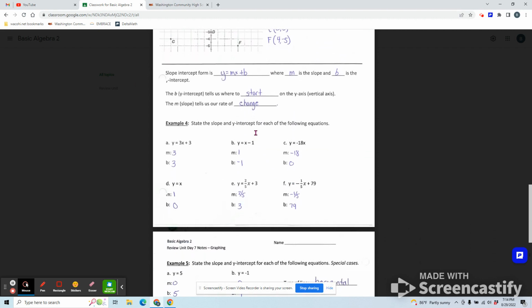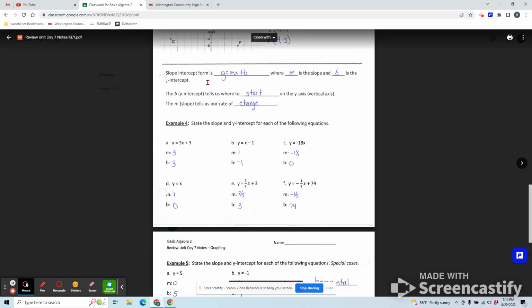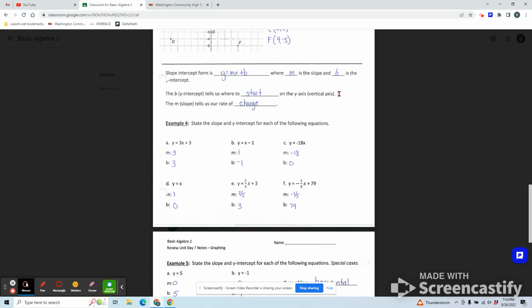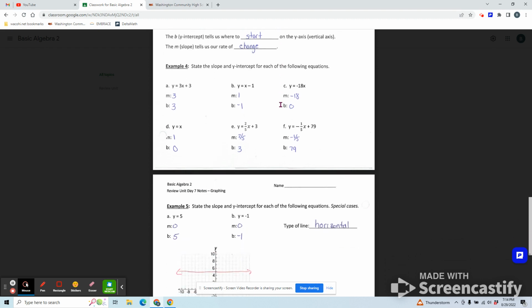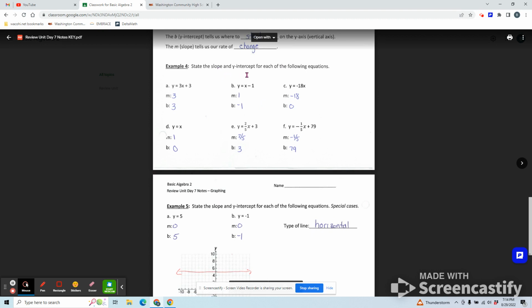And then the last part is identifying our slope and our y-intercept. So slope-intercept form is y equals mx plus b, where m is the slope and b is the y-intercept. Well, the y-intercept tells us where to start on the y-axis. It means where does it cross the y-axis. That's the y-intercept. The slope is the rate of change. You may have also heard of it as the rise over the run. So example 4 and 5, both are along the same lines. State the slope and the y-intercept.